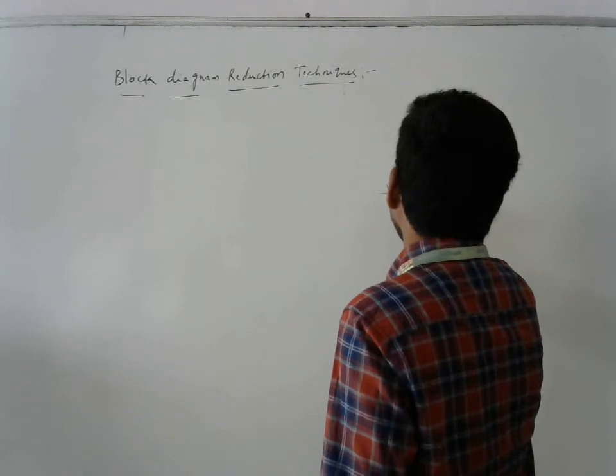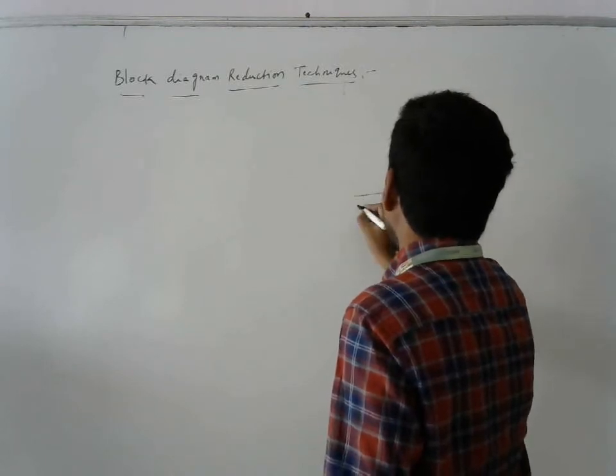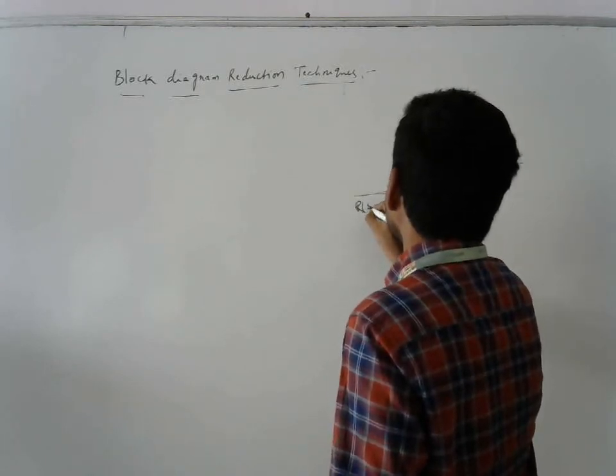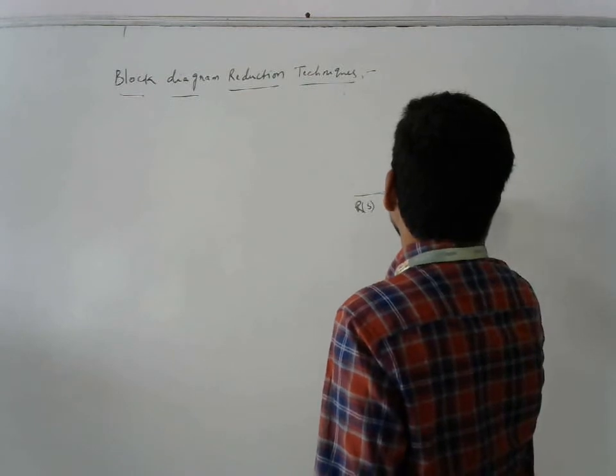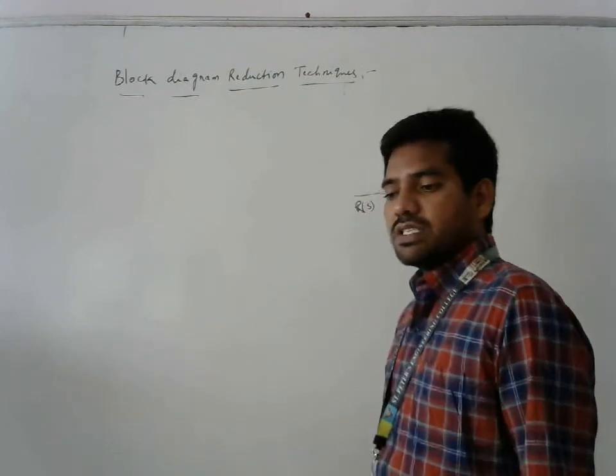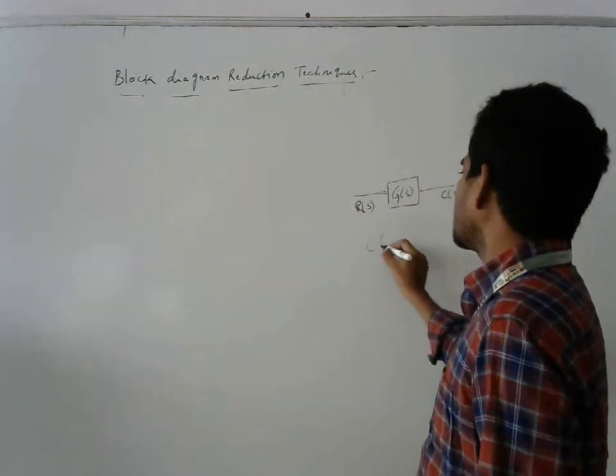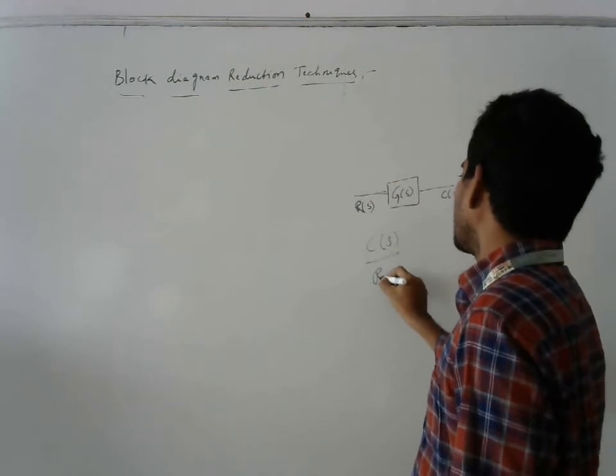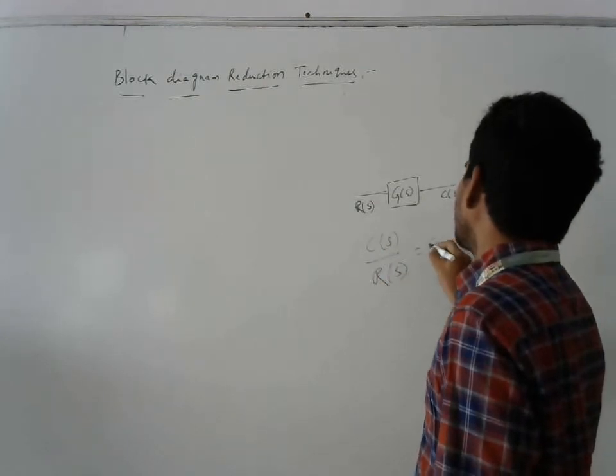Already we know the transfer function of an open loop control system. For example, if this is a block diagram, it consists of a reference input and a controlled output C(s). From this we can write C(s)/R(s), which is directly G(s).